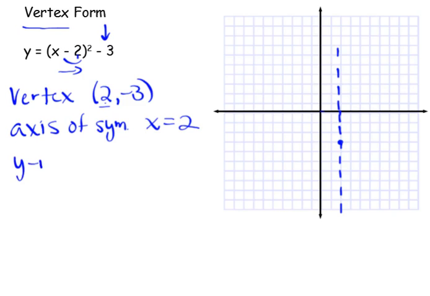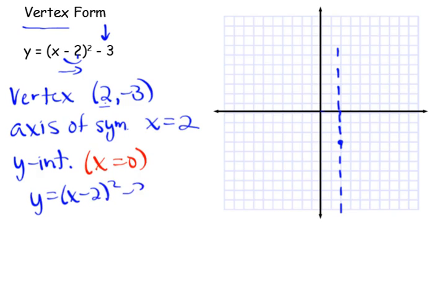Next, let's find the y-intercept. The y-intercept is on the y-axis, so we know that x needs to equal 0. So we're going to take our equation, y equals (x minus 2) squared minus 3, and we're going to substitute in a 0 for our x. That will give us our y-intercept. So (0 minus 2) squared minus 3. 0 minus 2 is -2, squared is 4, and 4 minus 3 is 1. So we have a y-intercept of 1. So now we know that our parabola is going to hit the y-axis right there.